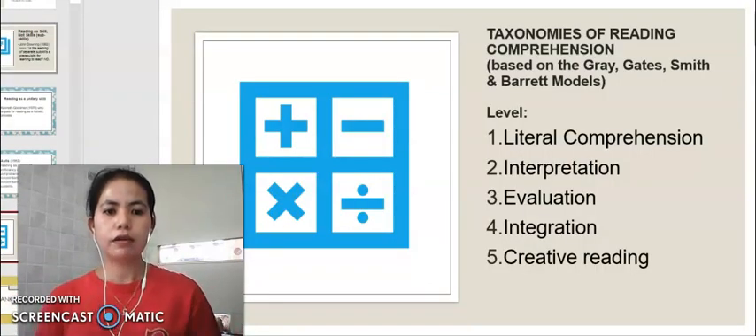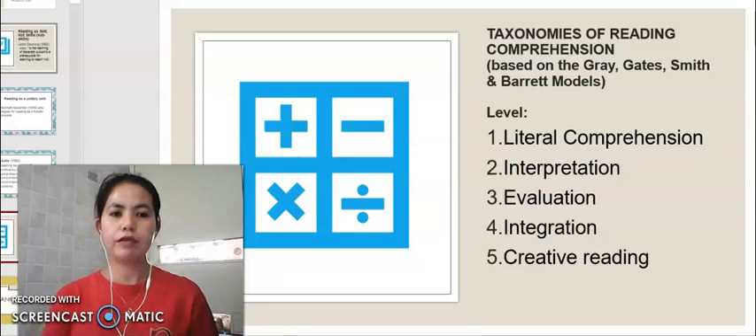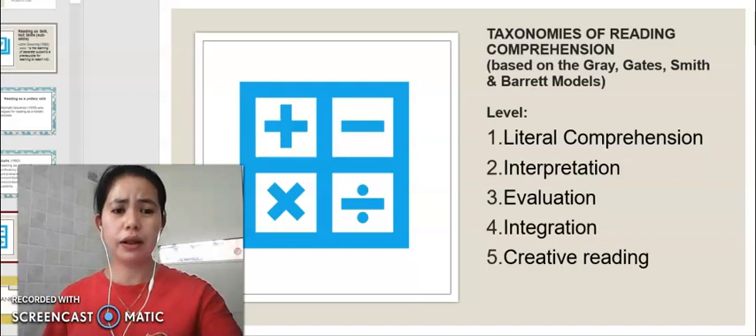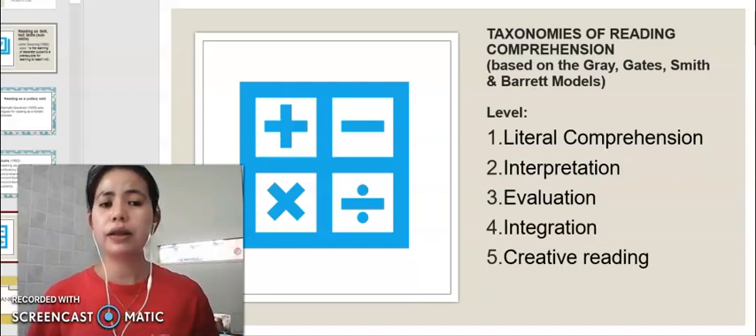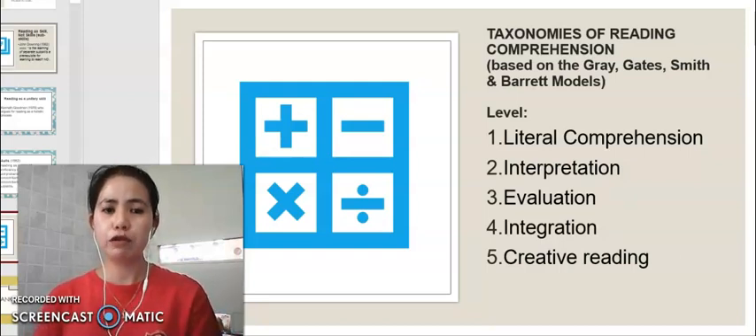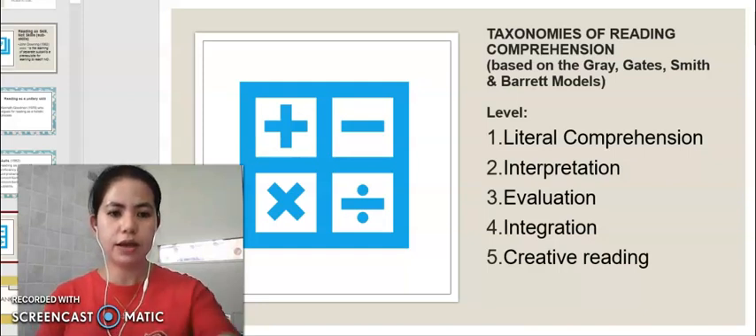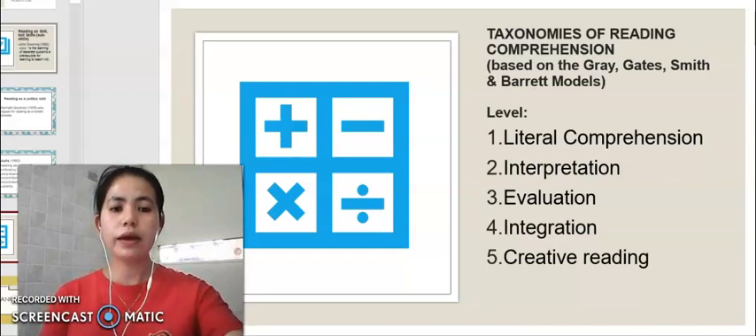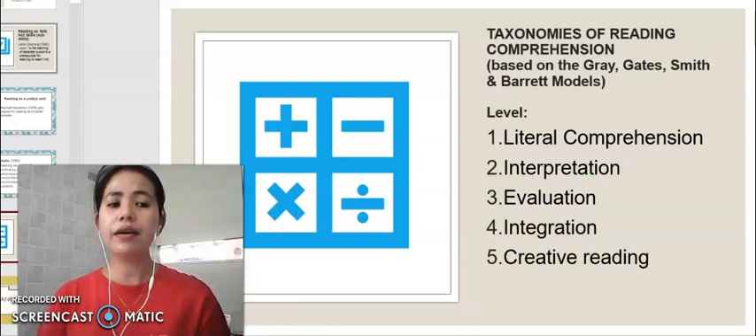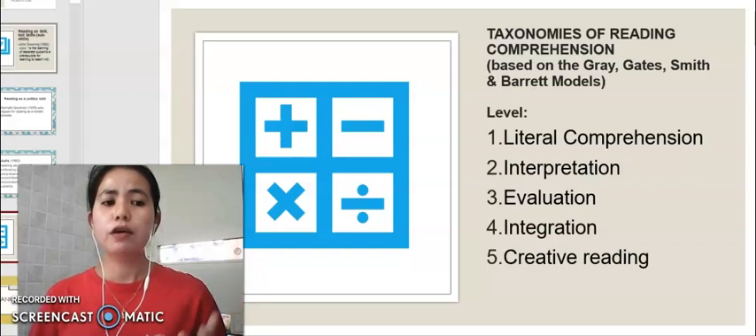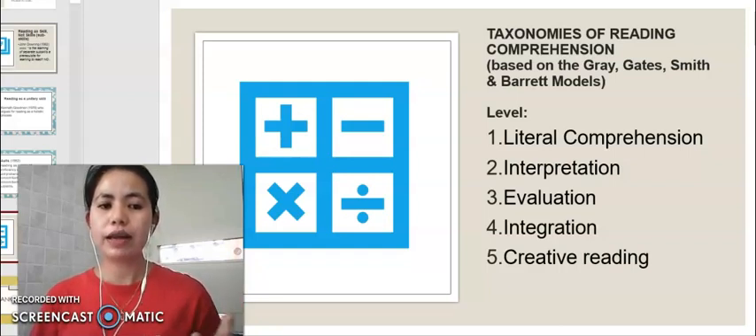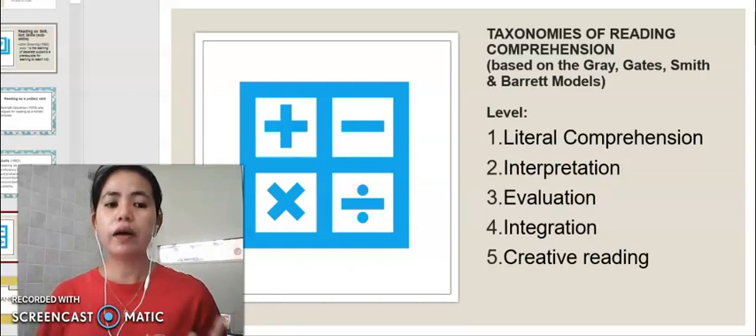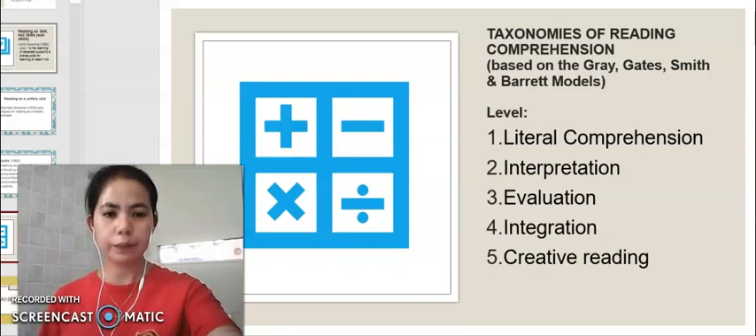Next are the taxonomies of reading comprehension based on the Gray, Gates, Smith, and Barrett models. There are 5 levels. Level 1, literal comprehension. It is the ability to obtain a low-level type of understanding by using only information explicitly stated in the text. For level 2, interpretation, it demands a higher level of thinking because the questions are concerned with answers not directly stated in the text but are suggested or implied.